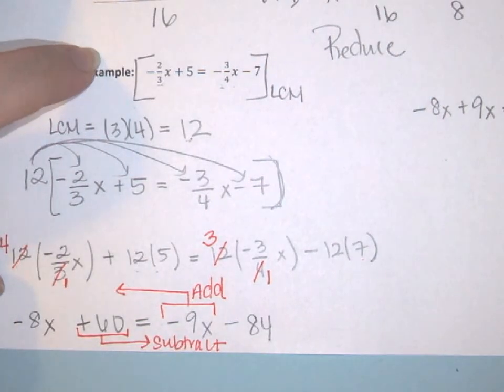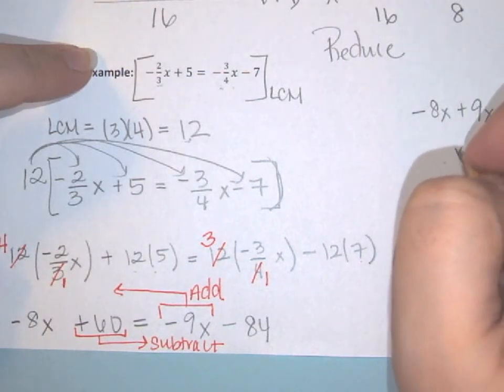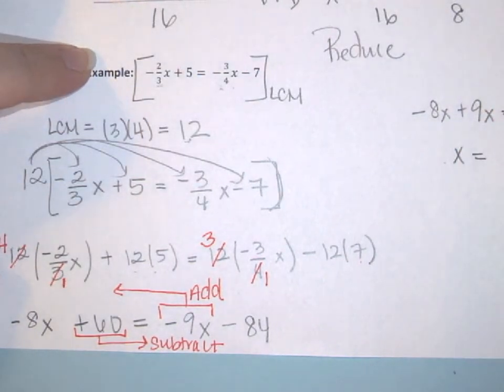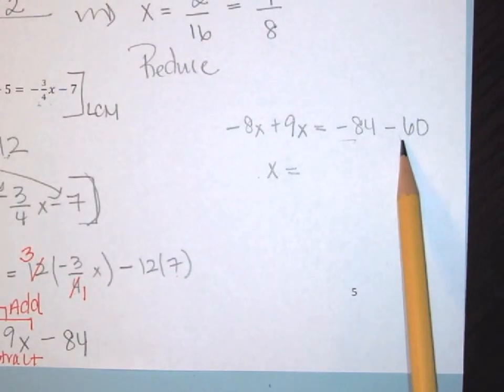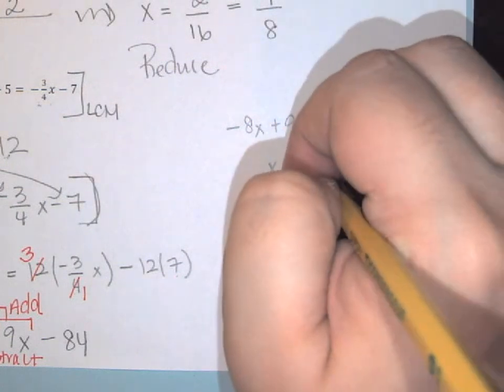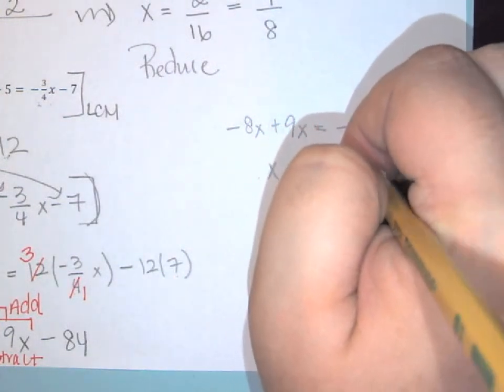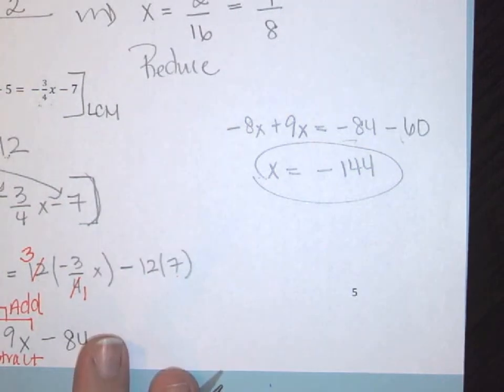So negative 8 plus 9 is going to leave me with a positive, so this just becomes an x. And then I have negative 84 minus 60. So when I subtract those, you end up with negative 144. And this would be the answer we're looking for.